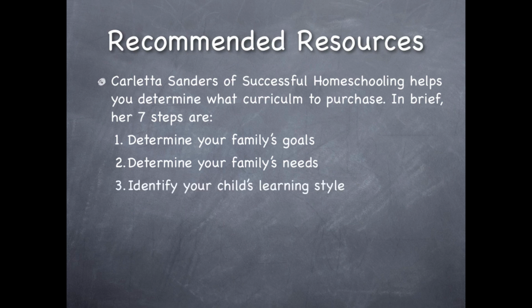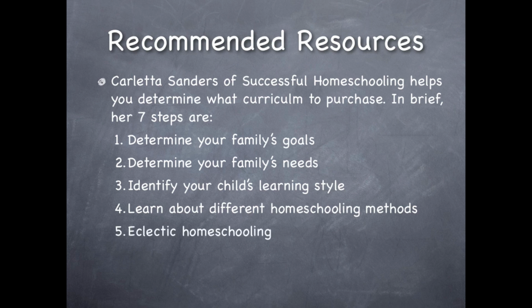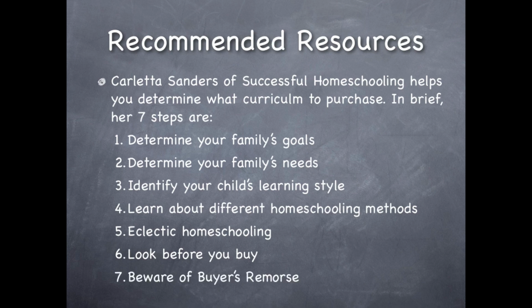Identify your child's learning style, which we talked about 2 videos ago. Learn about the different homeschooling methods, which we talked about in the last video. She covers a section on eclectic homeschooling. She encourages you to look at your curriculum before you buy it. Go to a homeschool fair or borrow a friend's or whatever before you actually go out and plunk down the money. Look before you buy. And lastly, a big one, beware of buyer's remorse. Sometimes you get the curriculum and it's really not what you thought. And anyway, there are ways around that. She covers all of that in her nice ebook.